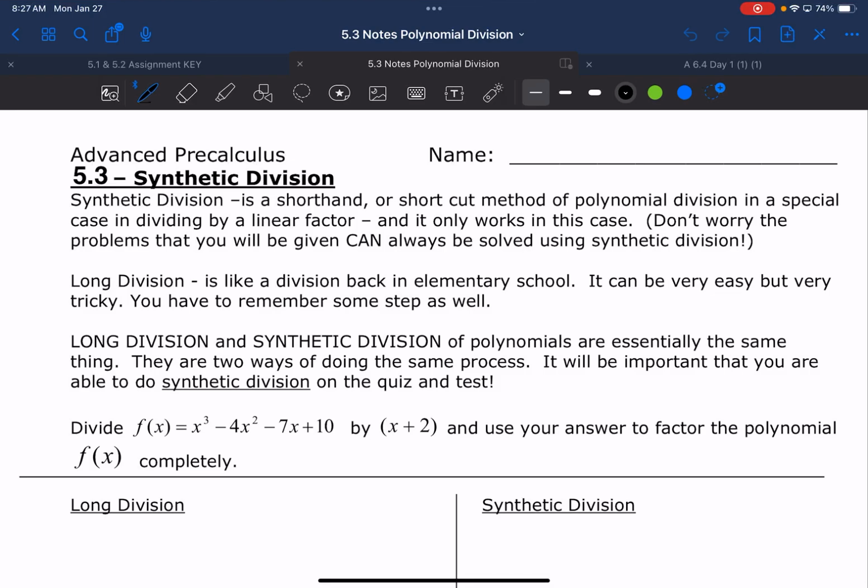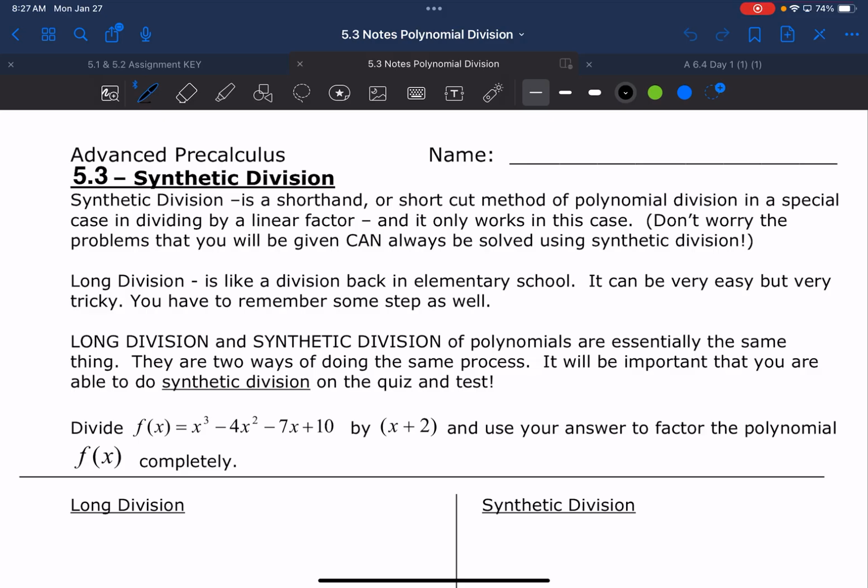Arithmetic division is kind of like a shorthand or shortcut method of division. You are dividing by a linear factor. So you have one of the factors already, and that's what you're going to divide by. And it only works if you are dividing by some linear factor.